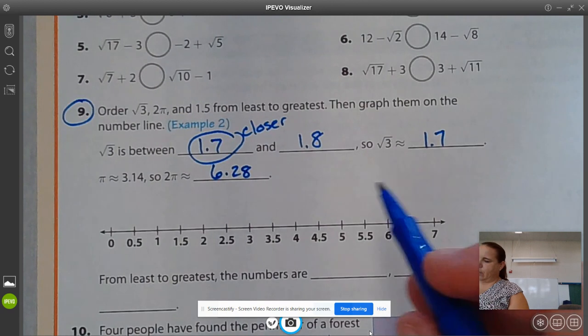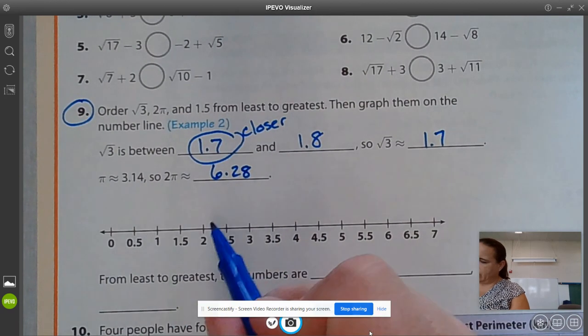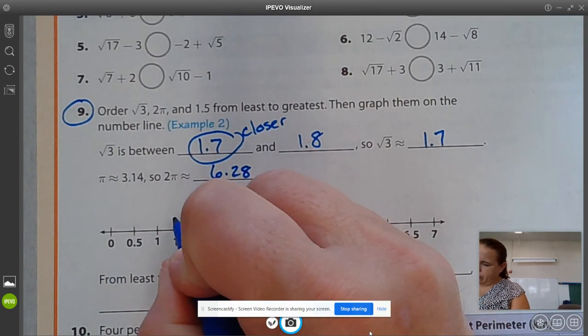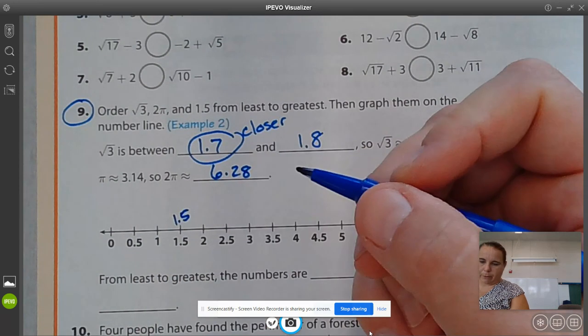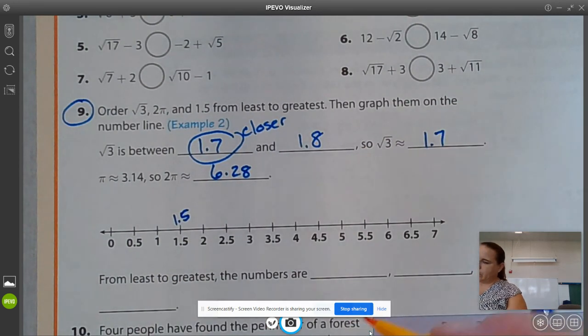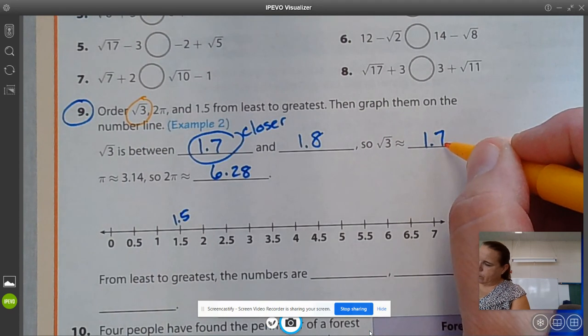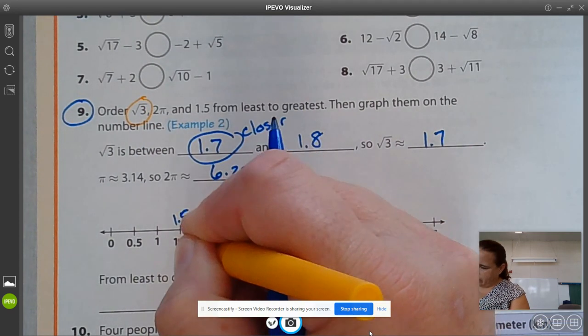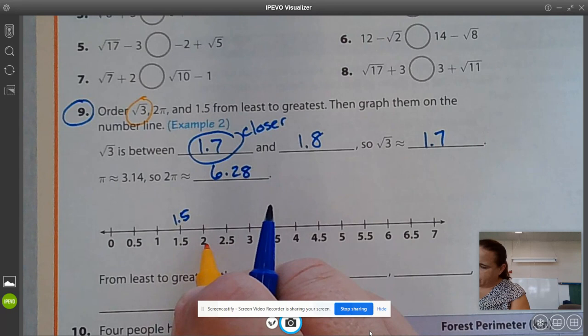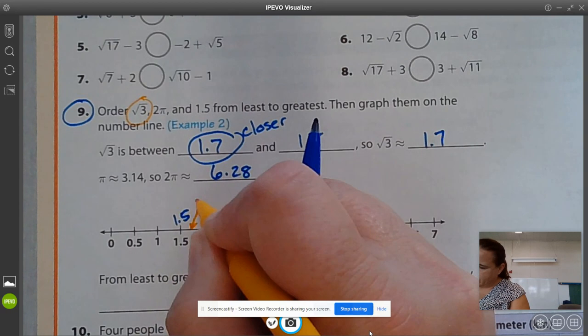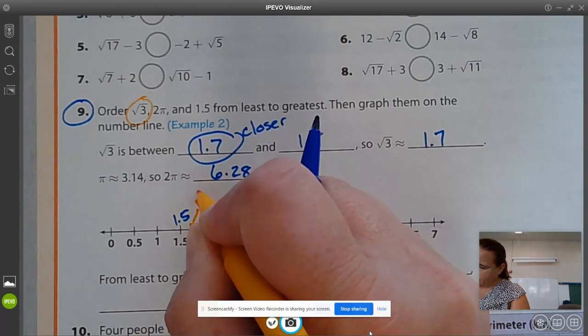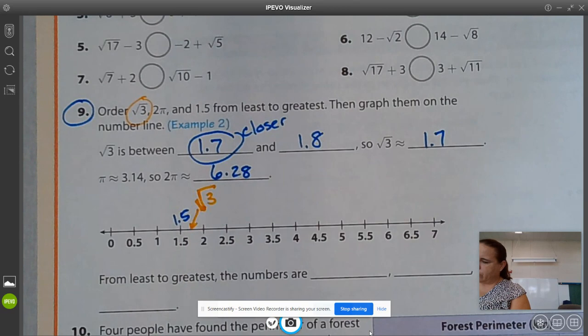And then we would put this on a number line right here. So we can see, 1.5 is 1.5. So I don't really know. I'll put that on the number line, I suppose. Right? And then the square root of 3, we're saying that's 1.7. So here's 1.5 and there's 2. 1.7 is somewhere in here. So we're going to put the whole value. Square root of 3 would go there.